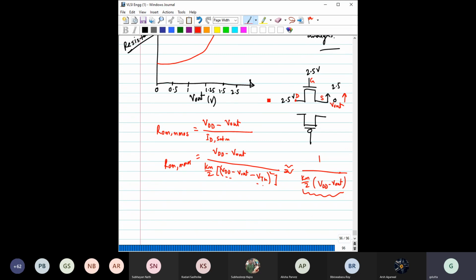Then can you also do the same thing for PMOS? This is the gate, this is 2.5 volt, and this is V out. So this would be the source terminal, this is the gate terminal, and this is the drain terminal for the PMOS. You can then find R on of the PMOS, and you can also do that by VDD minus V out. Okay, tell me, this transistor is operating in?